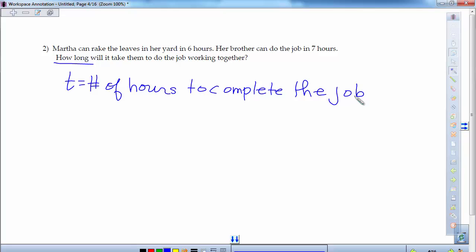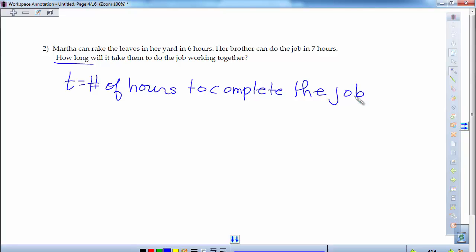So since Martha can rake the leaves in her yard in 6 hours, then that means each hour she gets 1/6 of the job done. If it takes her 6 hours to do the whole job, then each hour she gets 1/6 of the job done. So how much of the job can Martha do in t hours?